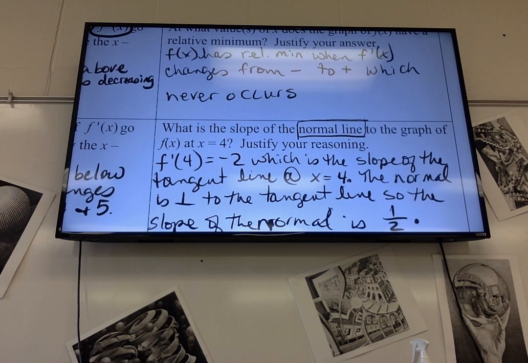Oh, that is nice. Perpendicular. Yeah, you just flip it and change the sign. Geometry. Oh. I didn't do well in that, so I did great to my triangles.